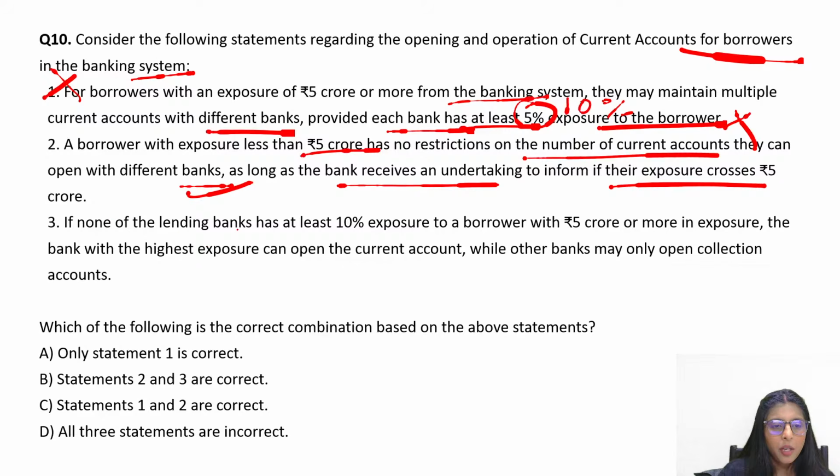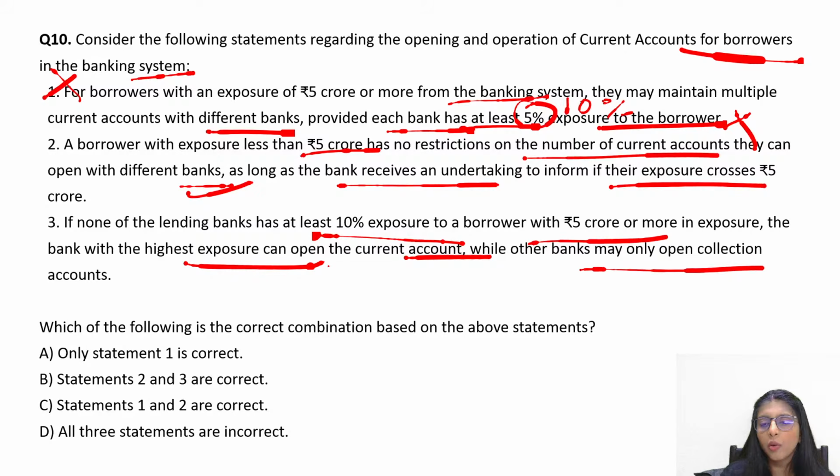If none of the lending banks has at least 10% exposure to a borrower with 5 crore or more exposure, the bank with the highest exposure can open the current account, while other banks may only open collection accounts. So it's correct. So which are the correct statements? Statements 2 and 3 are correct. That is, option B is the right answer.